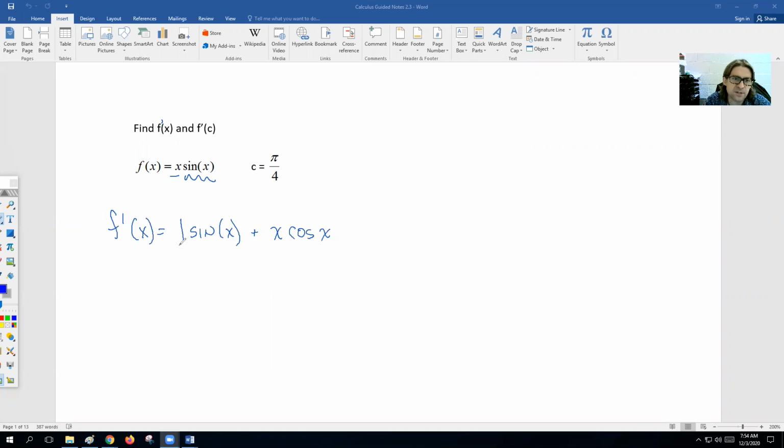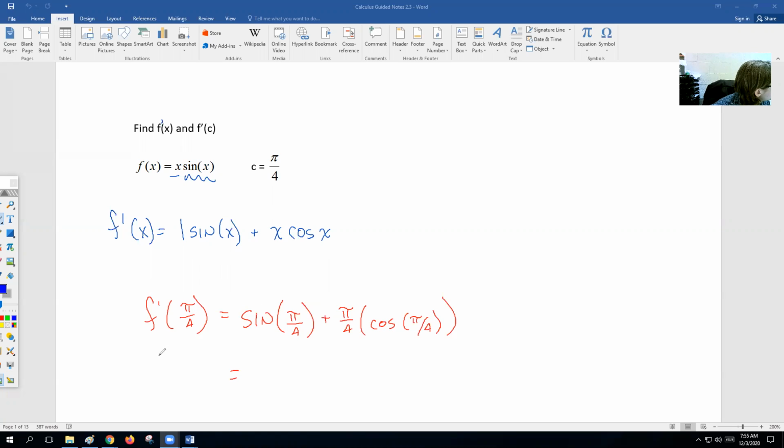That's pretty much all we can do when it comes down to trig functions. What we want to do next is find the value of the slope at that point. So we want to find f prime of pi over 4, meaning we're going to take our derivative equation and change all of our x's to pi over 4. Okay, so look at our unit circle here. What is sine of pi over 4? The sine of pi over 4 is radical 2 over 2.